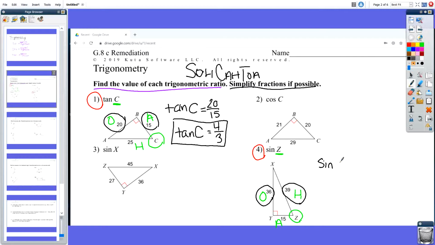So I'll end up with sine of Z is equal to 36 over 39. Again, you want to check, is this fraction in simplest form? It's not. These are both divisible by 3. So if I divide both the numerator and the denominator by 3, I'll end up with sine of Z equals 12 over 13.